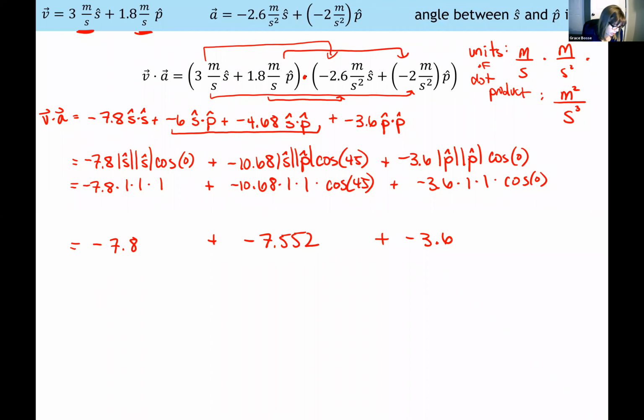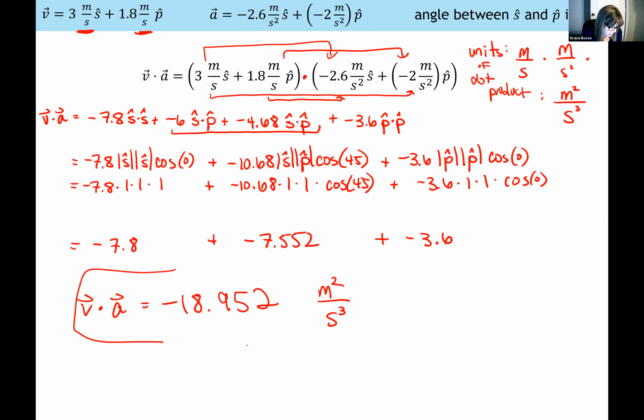So now if I combine all of this together, I have the dot product between v and a is negative 7.8 plus negative 7.552 plus negative 3.6. So I get negative 18.952. And like I said, the units would be meters squared over seconds cubed, because that's just the units of velocity times acceleration. All right, so that's step number one.